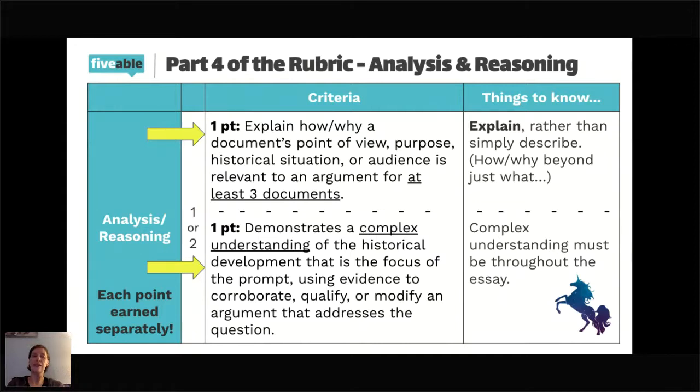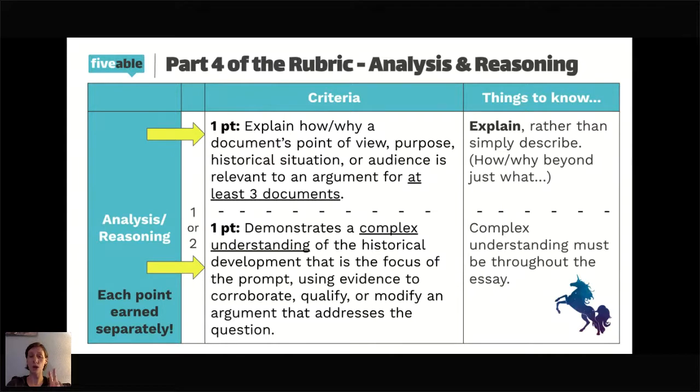But the idea is that for 3 or more of the documents, you need to go beyond just what the document says to thinking about what the document is and how that impacts what the document says or impacts our understanding as historians in terms of using that document. The key thing to know about this sourcing point is that you must explain that rather than simply describing it. So there's a what component as well as a how and a why, and you've got to have all of it in order to earn that point. So it's a fairly complex point, but it's definitely doable, and we'll talk through how to do that.